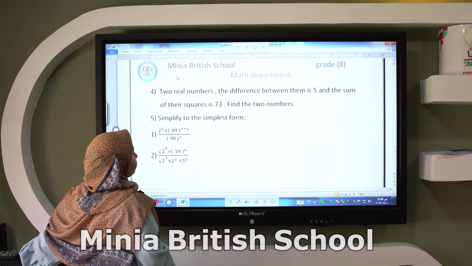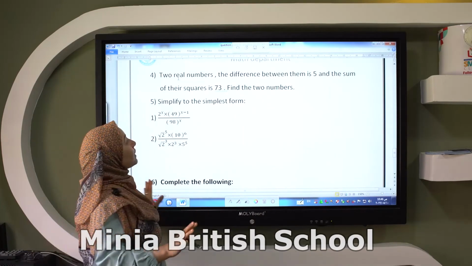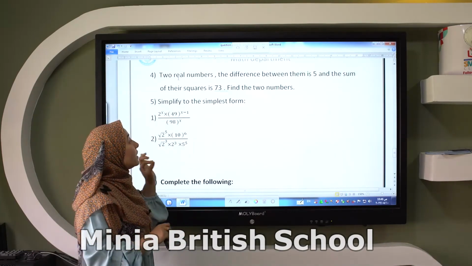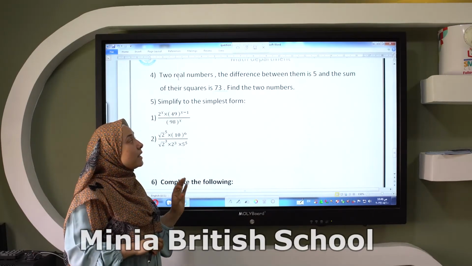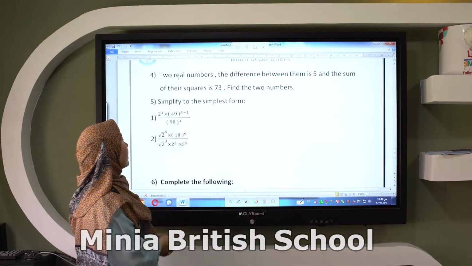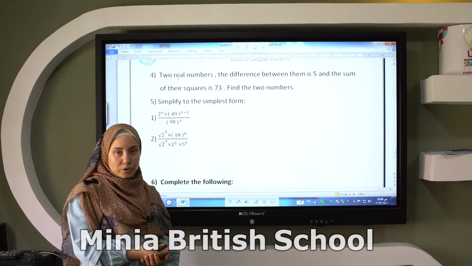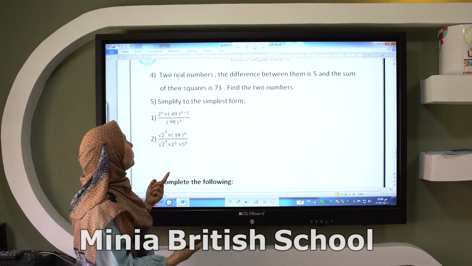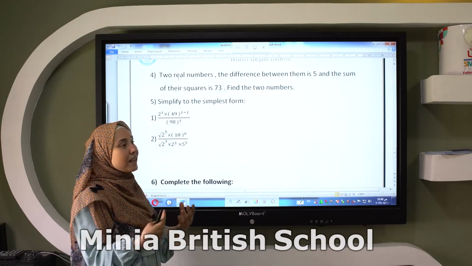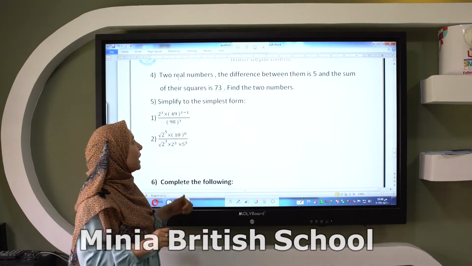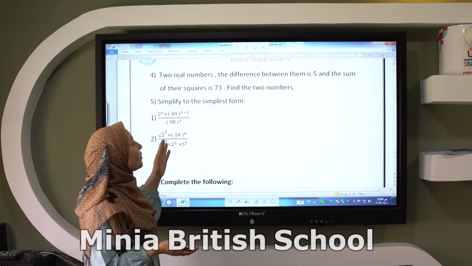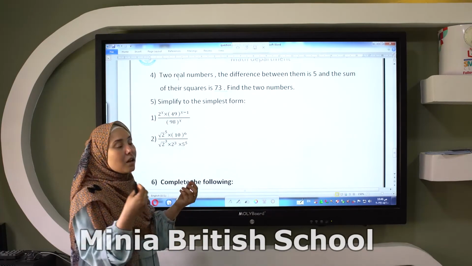Number 4, two real numbers. The difference between them is 5 and the sum of their squares is 73. Find the two numbers, okay? So let the first number be x, and the second number is what? The difference between them is 5.